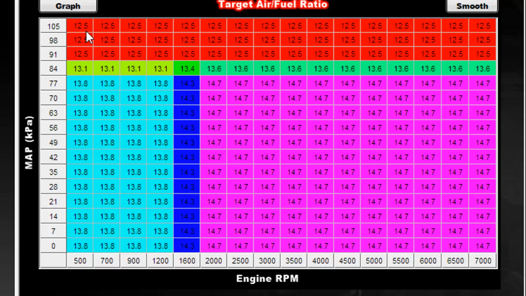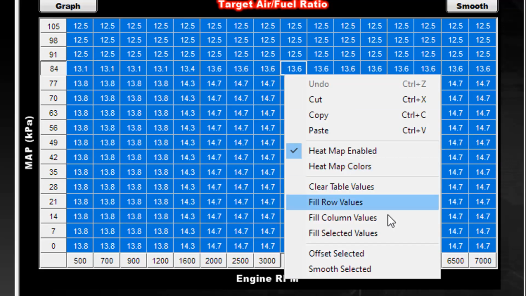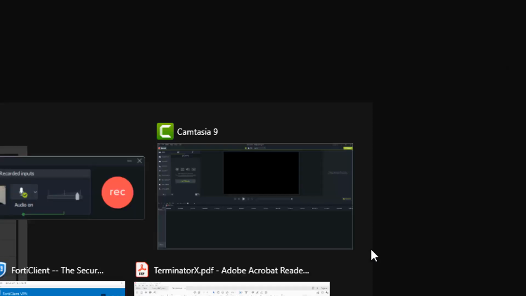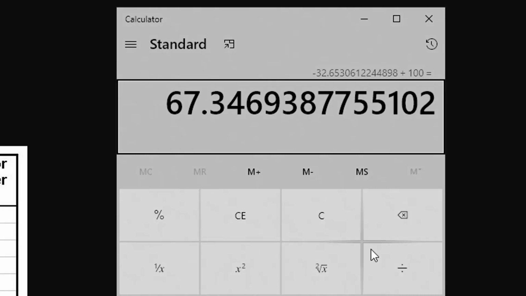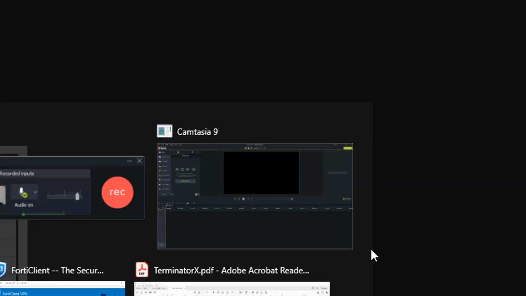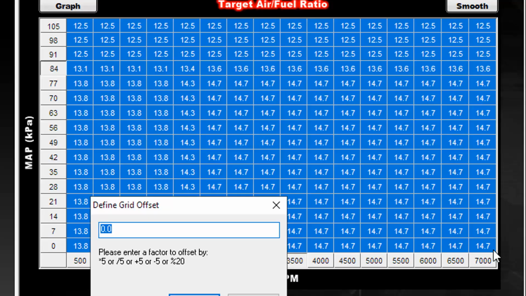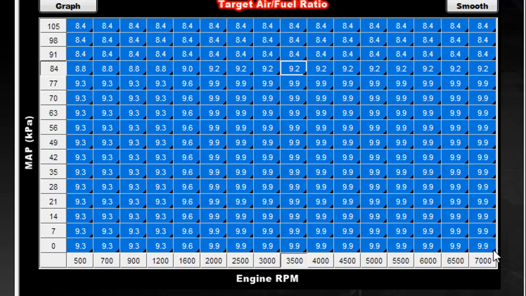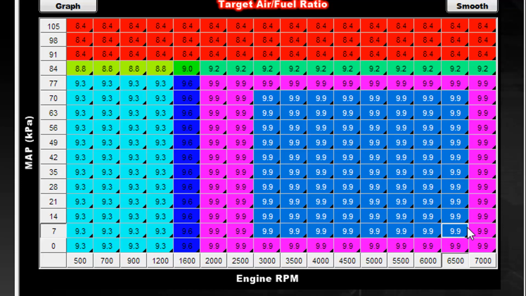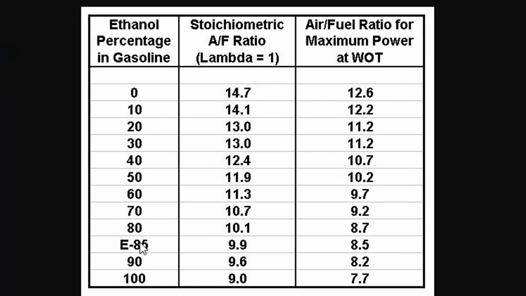So jumping back over here, I should be able to just take the entire table, right click, do an offset, and then we can specify it however we want to do it. So in this case, if this is 67%, we need to be 32.6% less. So that's what we'll specify. If I can find the right tab. So percent, minus 32.65. And all of our air-to-fuel ratios now are much lower, and that's what you see. So where this had 14.7, which was that perfect pump gas stoich, that now just became 9.9 with the E85, which is exactly what this chart shows.